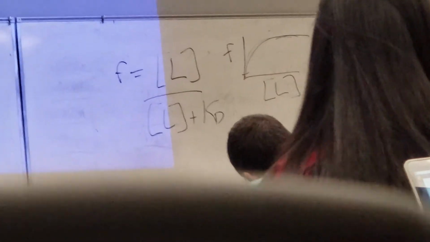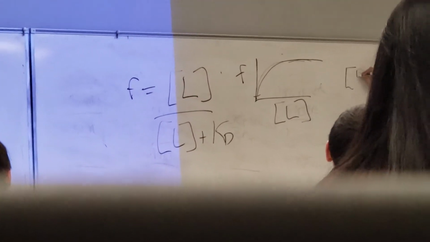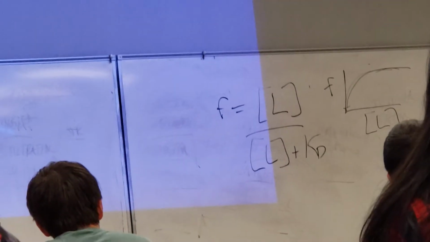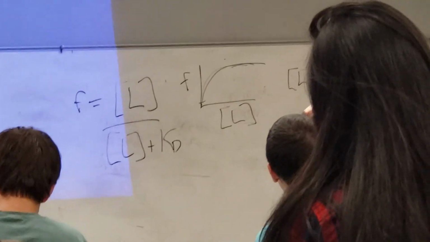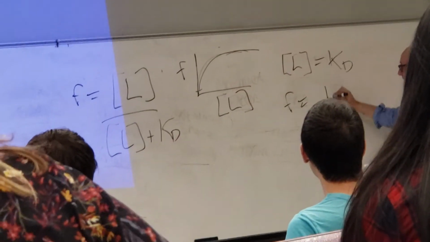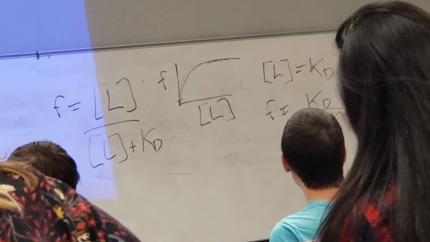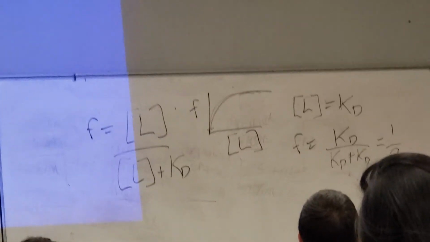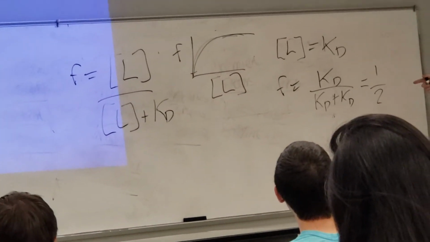Let's just, for fun, put our ligand concentration right at the KD. This ultimately is the definition of where this KD comes from. If I put that into my fractional saturation equation and substitute it, I get KD over KD plus KD. So what's my fractional saturation? Just simply 1/2. This is what defines where my KD is.